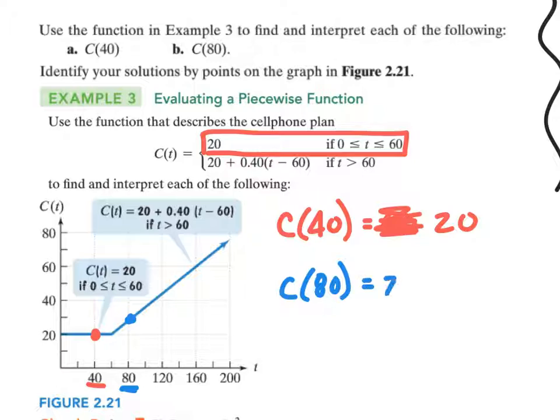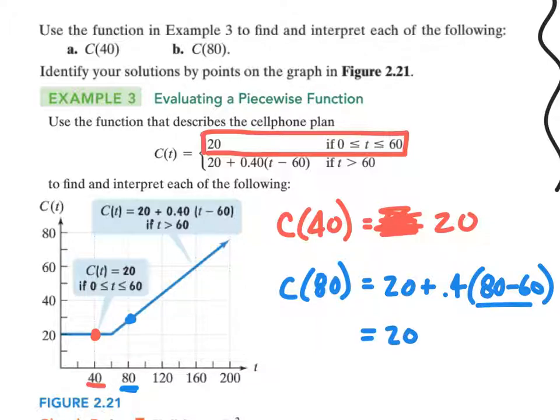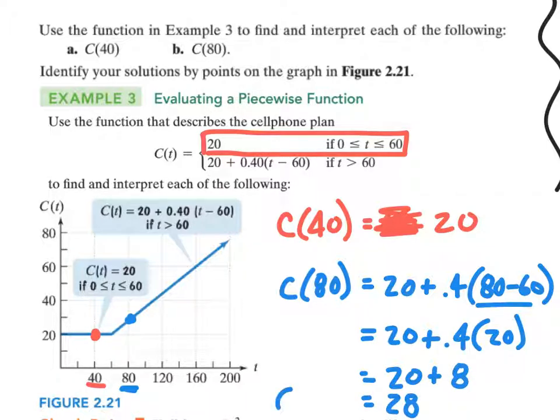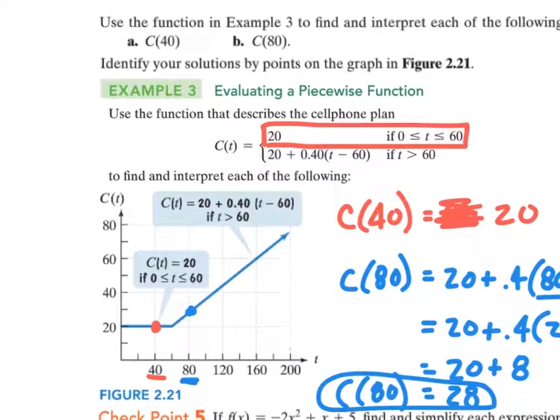So I'm going to do 20 plus 0.4 times 80 minus 60, just plugs 80 in. 80 minus 60 is 20, so I got 20 plus 0.4 times 20. Now if I do 0.4 times 20, I want to say that's 8. Boom! And so I get 20 plus 8 is equal to 28. So c of 80 is going to equal 28. And that's hard to notice from this graph.